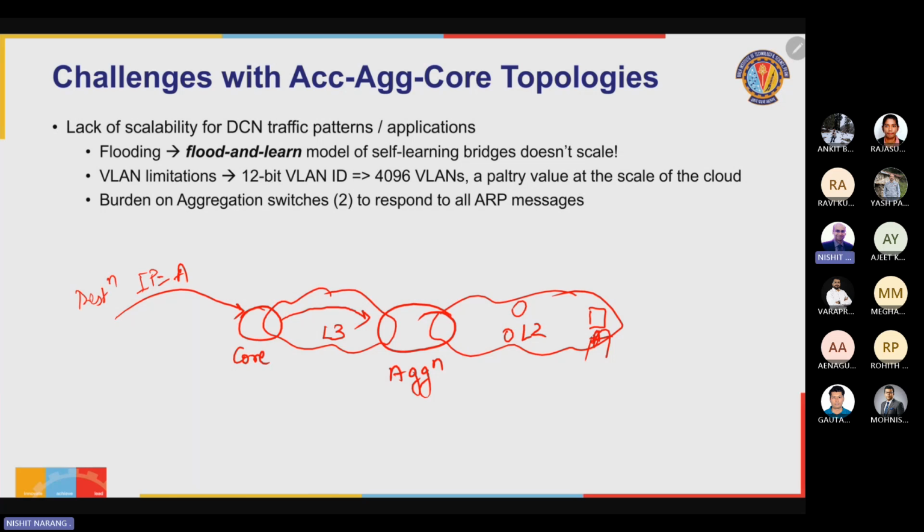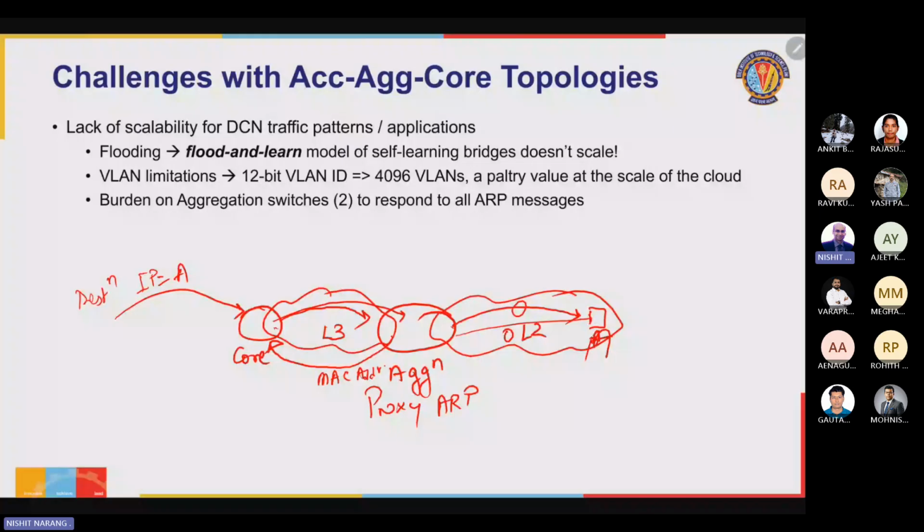The aggregation switches are required to respond back to this core, giving their own MAC address. Right? This is called proxy ARP. It is done so that all packets which are coming from outside the internet are forwarded to the aggregation switches, and then the aggregation switches can themselves handle the ARP functionality inside the L2 network in order to forward the traffic towards the right server.